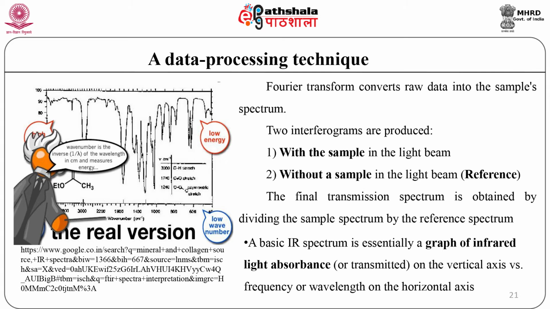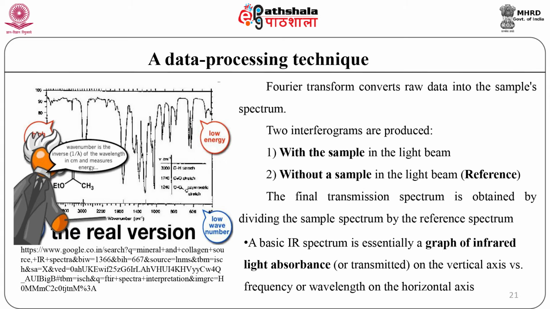Two interferograms are produced: one with the sample in the light beam, and two, without the sample in the light beam, which is called the reference. The final transmission spectrum is obtained by dividing the sample spectrum by the reference spectrum.